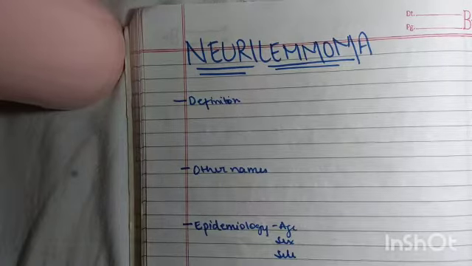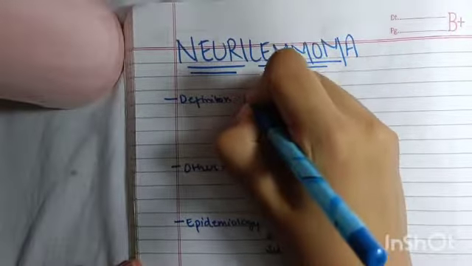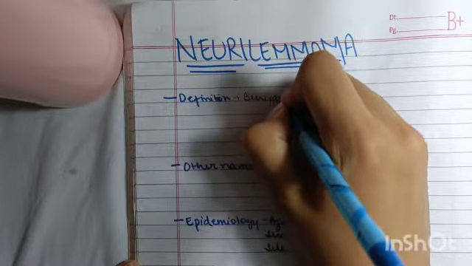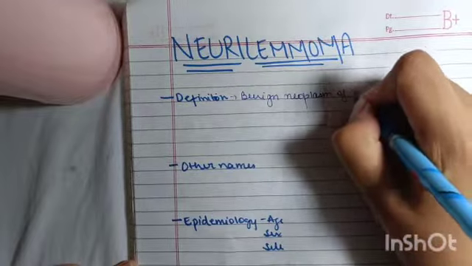In this video, we'll talk about Neurilemmoma, and it is one of the most commonly asked short notes in exams. So let's start with the definition. It is basically the benign neoplasm of Schwann cells.